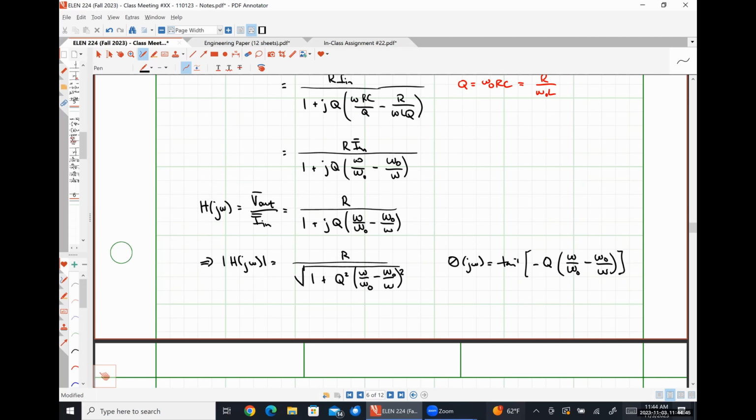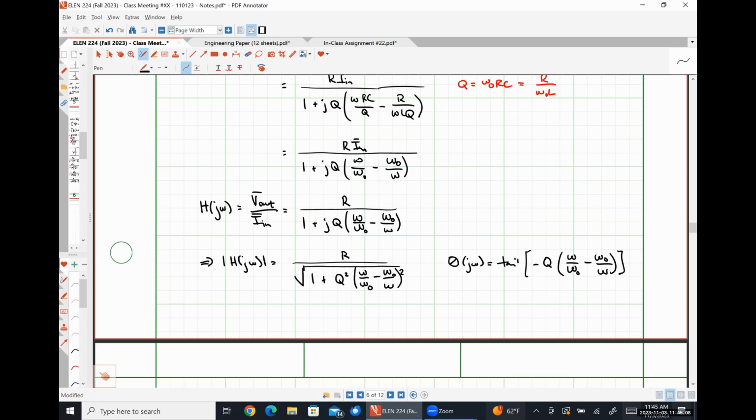So our magnitude response effectively looks identical, except that we have a factor of R in the numerator. Our phase response is literally the exact same thing. For those of you that are wondering where the hell the R went, it winds up being R divided by R, which cancels out. And that's why the phase response is the same. All right.